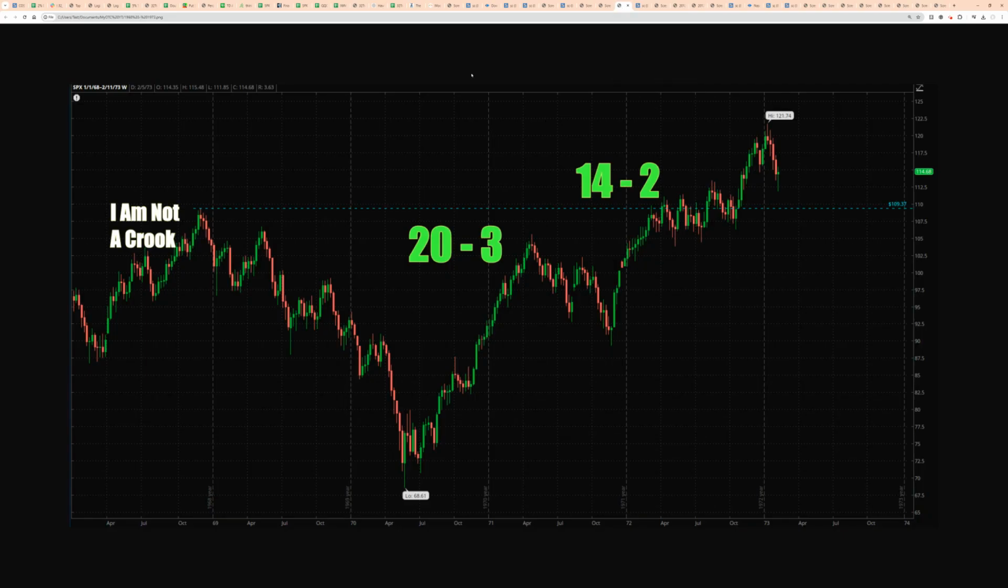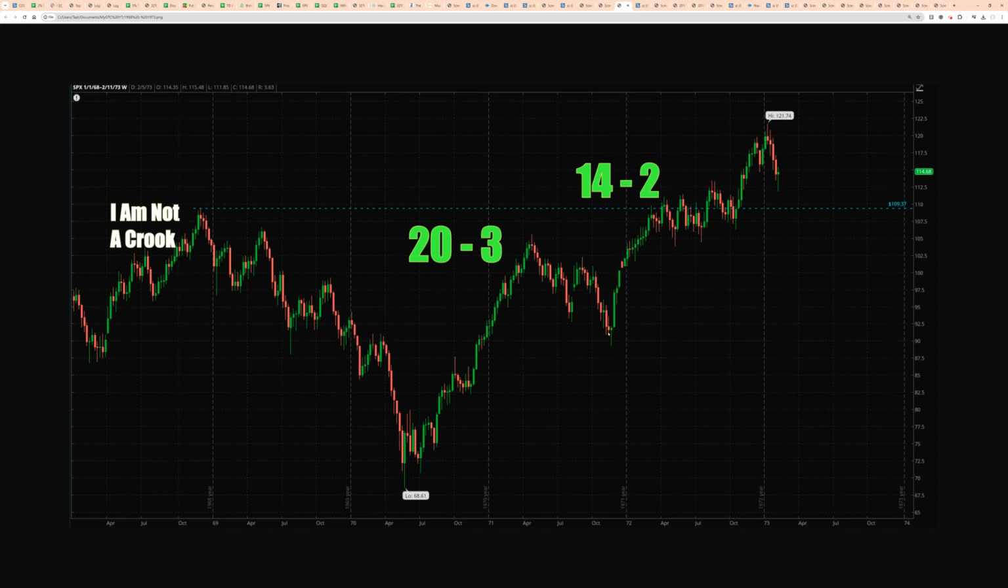Looking at this from a long-term perspective, again, we had to go all the way back to 1969 when Richard Nixon said "I am not a crook," and the market tanked for a year and a half. Coming off of that major market tank, 20 green weeks, with only three red weeks. Only three, and it was right at the end of October, the beginning of November. 20 green weeks, three red weeks, right into April.